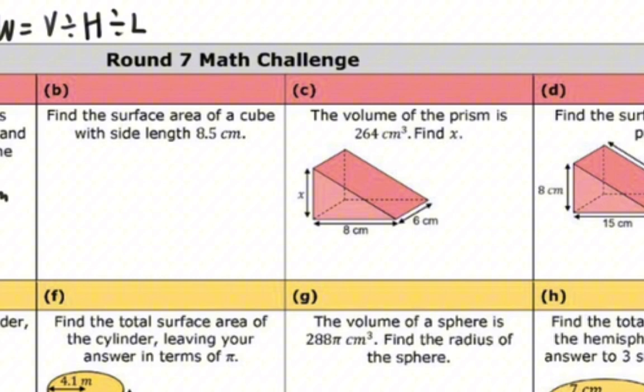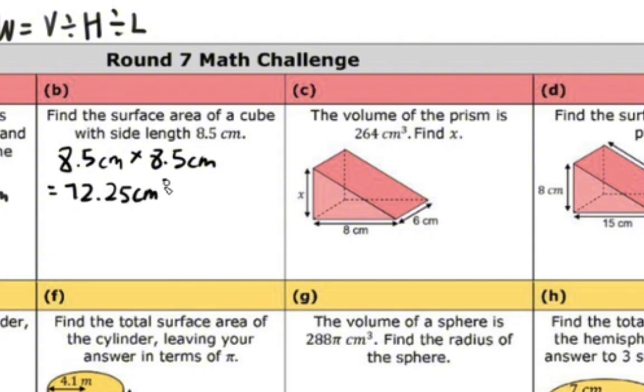Question 2. Find the surface area of a cube with side length 8.5 cm. So to find the surface area, we will need to find the area of each face and add them all together. And since this is a cube, we can take 8.5 cm multiplied with 8.5 cm, which we will get 72.25 cm squared.